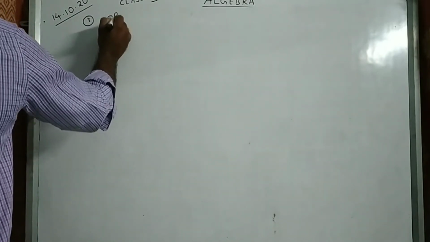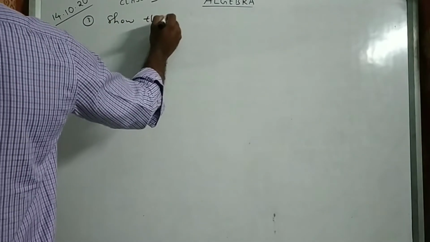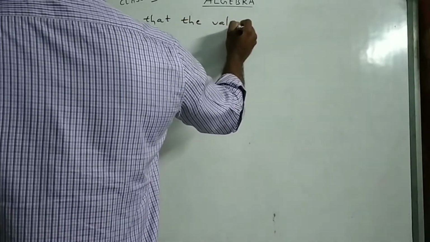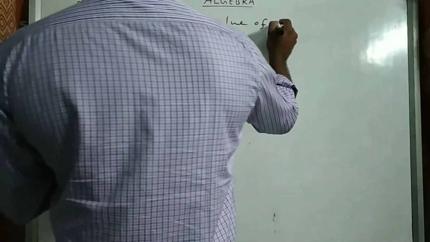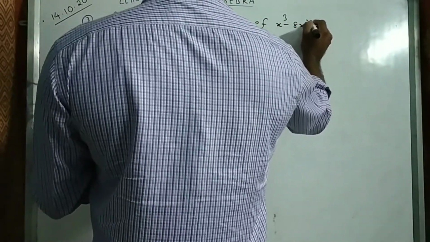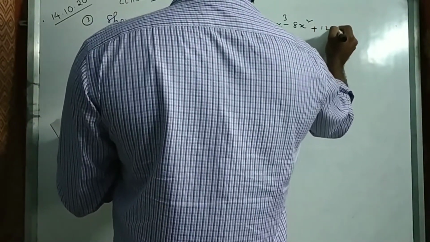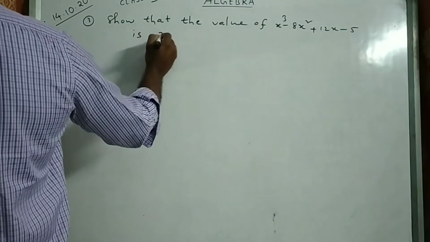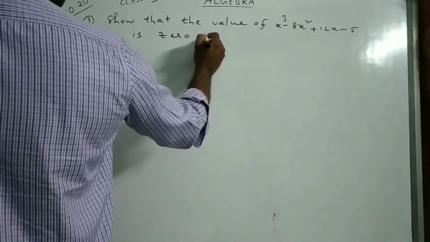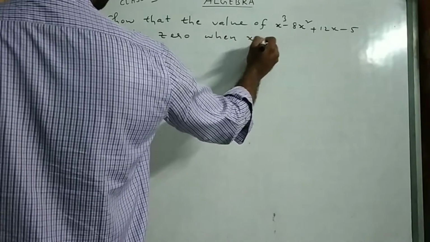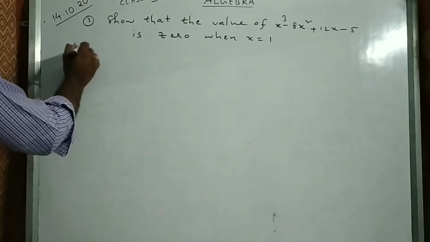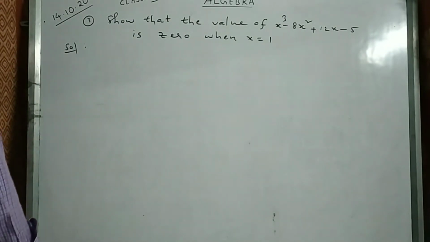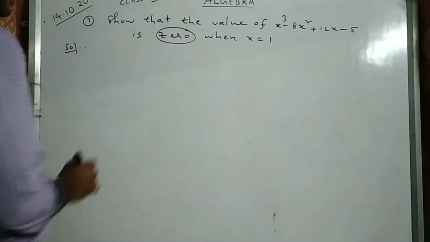Third one. Show that the value of x cube minus 8x square plus 12x minus 5 is 0 when x equal to 1. So we should prove the value of this cubic expression when x equal to 1 is 0. So I should get answer 0.